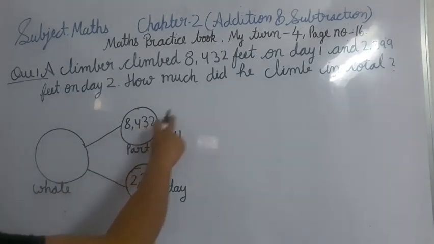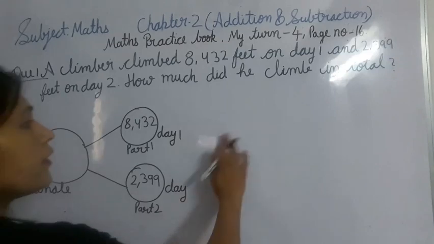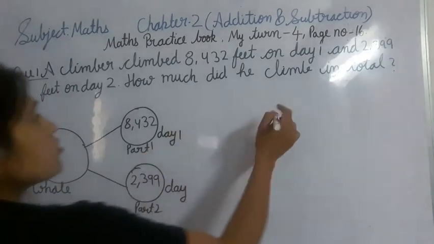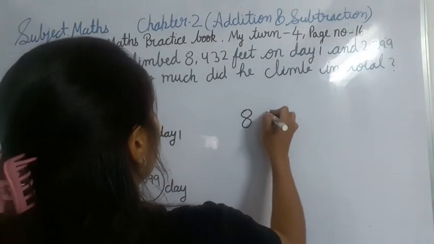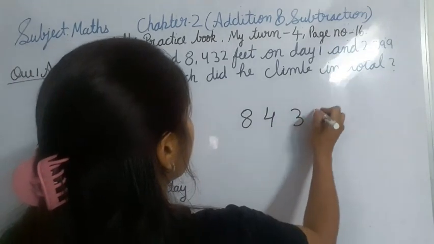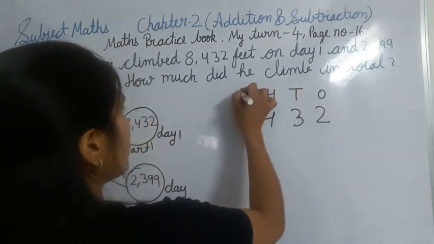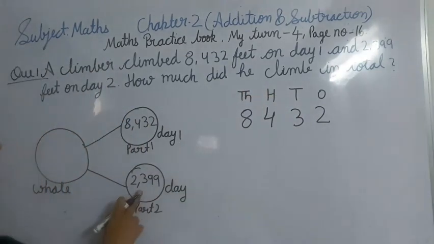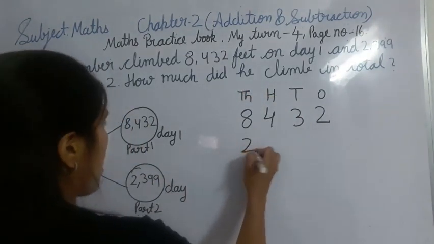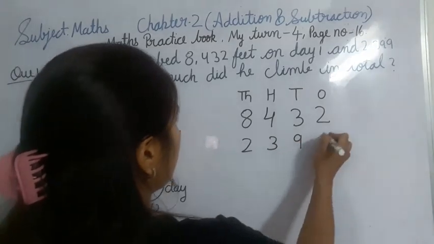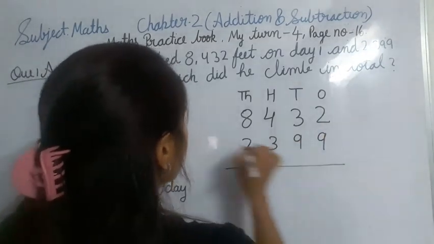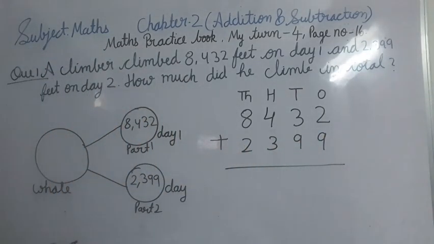So the addition part we will do at the side in the notebook only. Okay. So just first day 8,432. Mention their places: ones, tens, hundreds, thousands. And the second day is 2,399. So now let's find the total climbing.